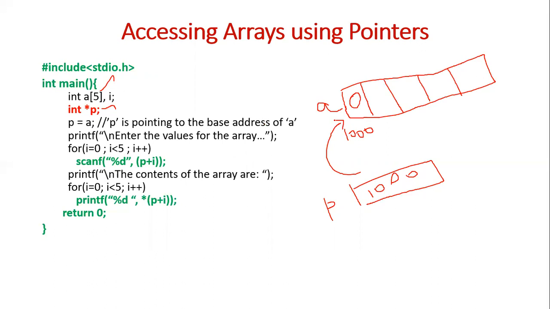Okay, so the first element should be received in 0th location. Okay, so here we are giving what? P plus I, because P refers to the starting address. And initially I is what? 0. So P plus 0 refers to only 0th location. So it is 0th address.